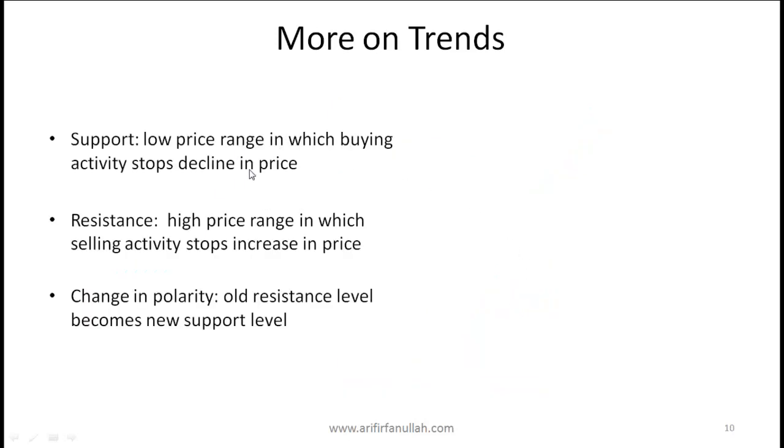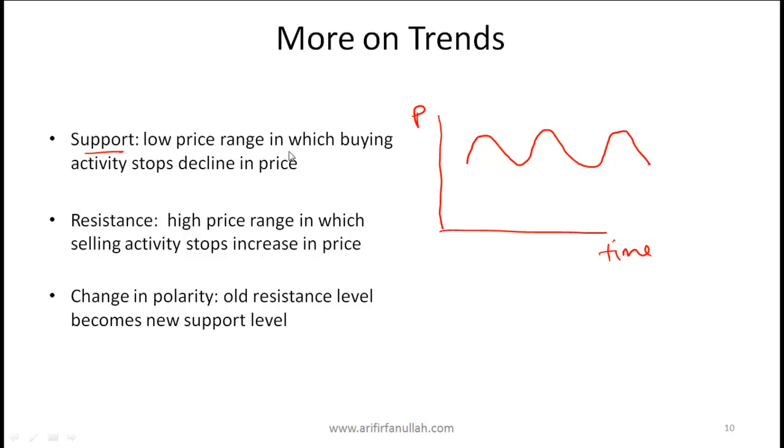Support, resistance and change in polarity. Let's again understand these concepts through a picture. If you have a stock with price on the Y axis and some time dimension on the X axis, and the stock is doing something like this, then the support price is the low price range in which buying activity stops a decline in price. So this would be our support level.